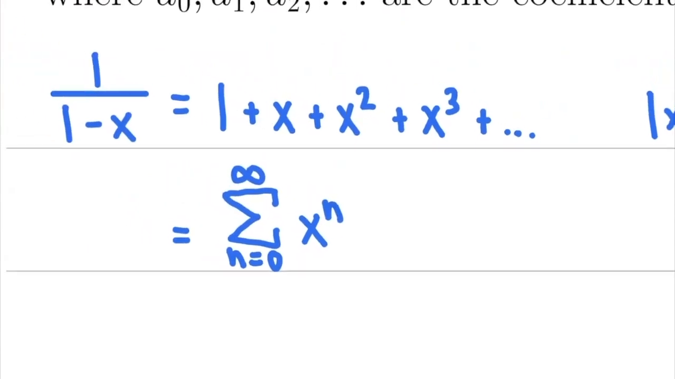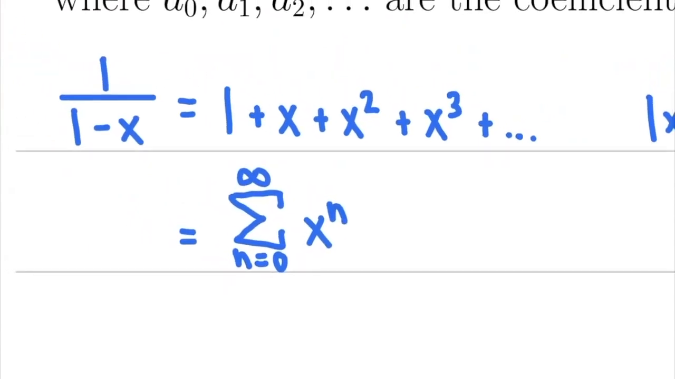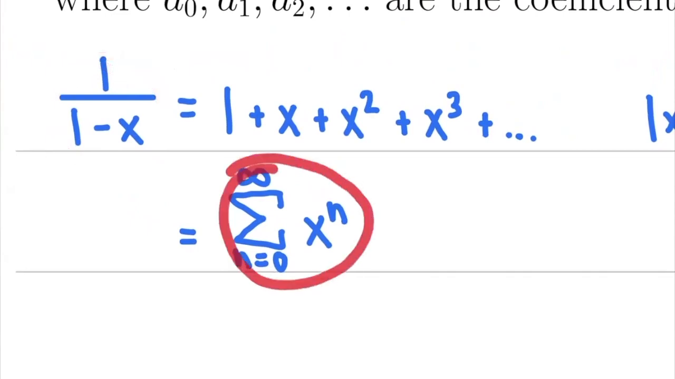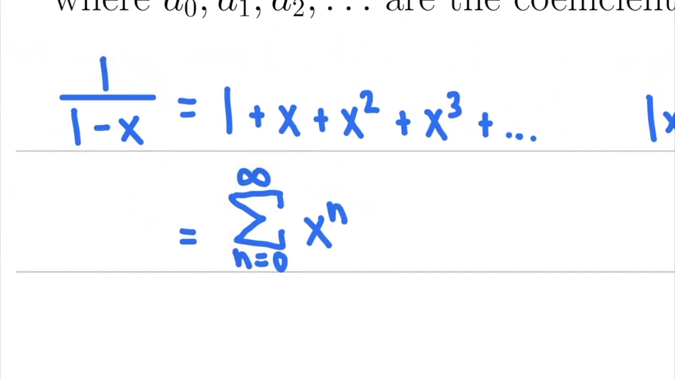So this is very interesting because I was able to write this function here, 1 over 1 minus x, as a series in summation notation with x. So this is called a power series, basically like a series with a variable. And this is a representation of this function right here. That's what we say. So this is a function, and we call this the power series representation of that function.